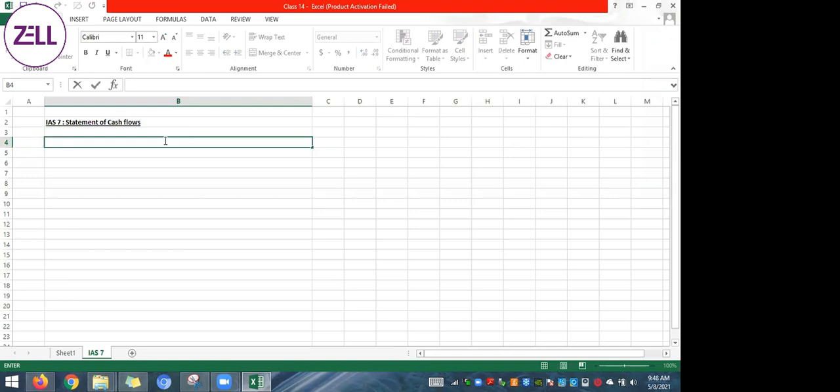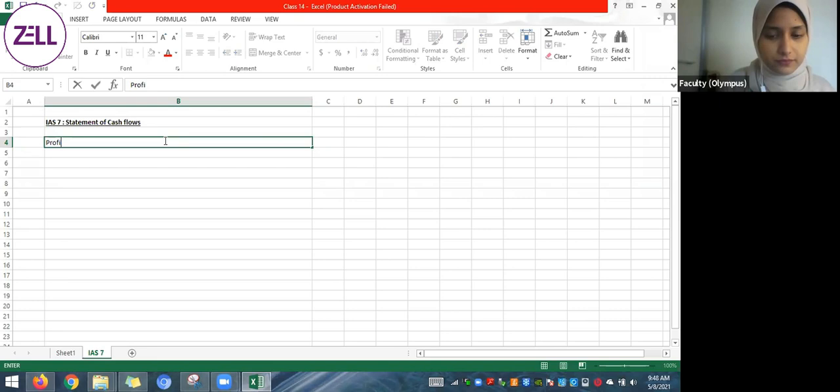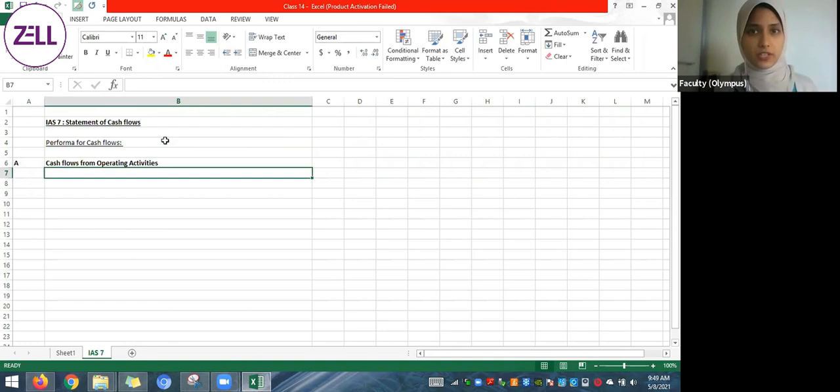Okay. So you have section A. Right, cash flows. Try the full statement. Cash flows from operating activities. You can give the heading pro forma. Okay, so like I told you, we're starting with operating, and I already mentioned that operating kya hota hai? Operating jo core business hai, wo hota hai.